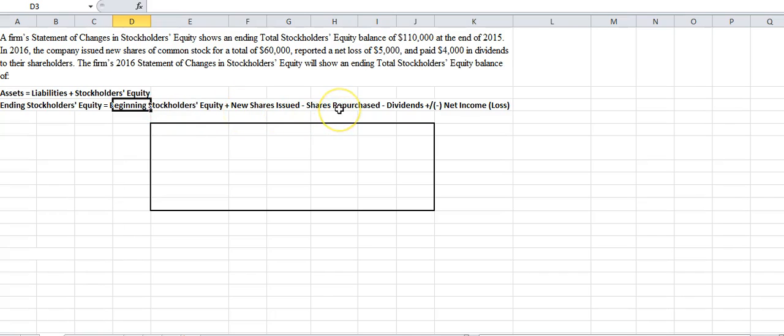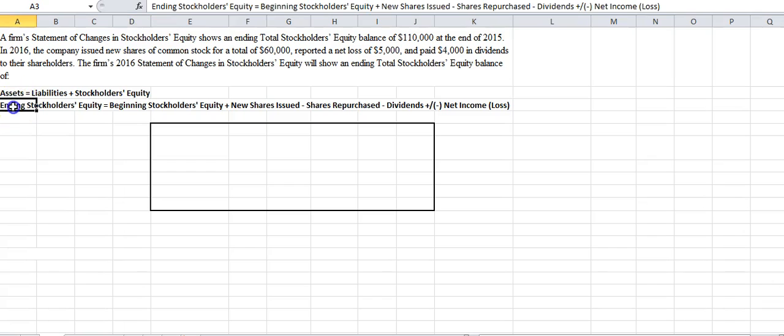If you repurchase some of those shares, that's going to take out the equity that's out there. If you pay your shareholders dividends, that's going to take out the equity. And of course, if you make net income, well, that increases your equity. If it's a net loss, it's going to decrease your equity, right? So this is the equity formula. Ending equity is going to equal beginning equity plus any new shares issued minus any shares repurchased minus any dividends given to the common shareholders plus net income. If it's a net loss, you subtract it, okay?